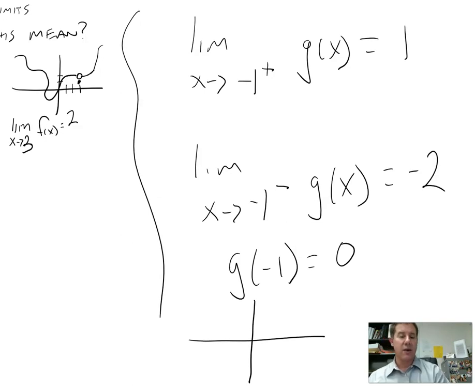Again, all I know that's going on, I don't know where I'm coming from, but as I come from the right, I should be approaching +1. So I should approach this point right here. And again, your graph can do anything over on that side. But as I approach -1 from the right, I should be approaching +1. As I approach -1 from the left, I should be approaching -2. So I should be down here.